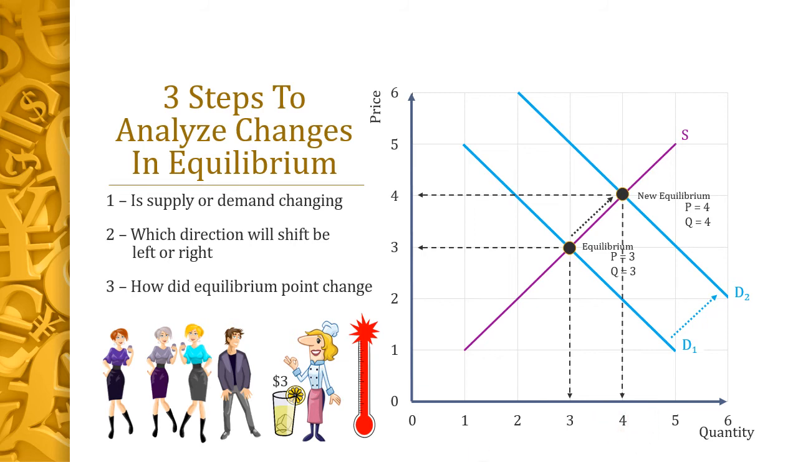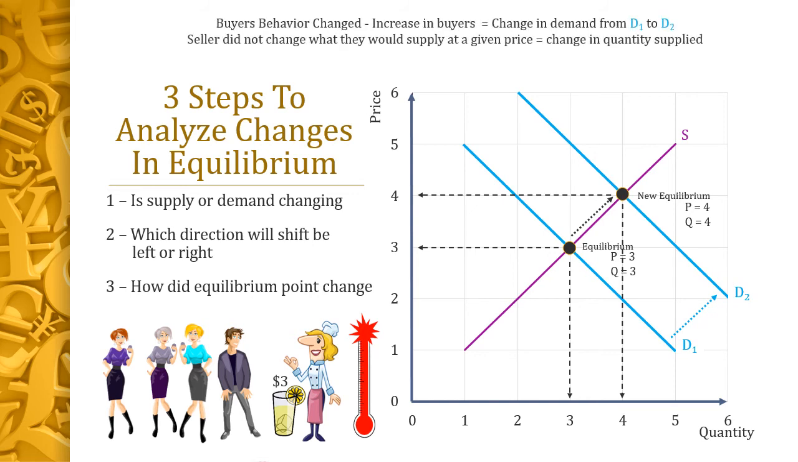But that's going to have another result. It's going to show that now the price of lemonade can go up to $4. That's what they'd be willing to pay for. So what we find is as the buyers' behavior changed, we saw that there was an increase in buyers. An increase in buyers means a change in demand from D1 to D2. Remember, we're looking for these little initials here. And then that also says, though, that the seller hasn't changed the quantity that they're going to supply.